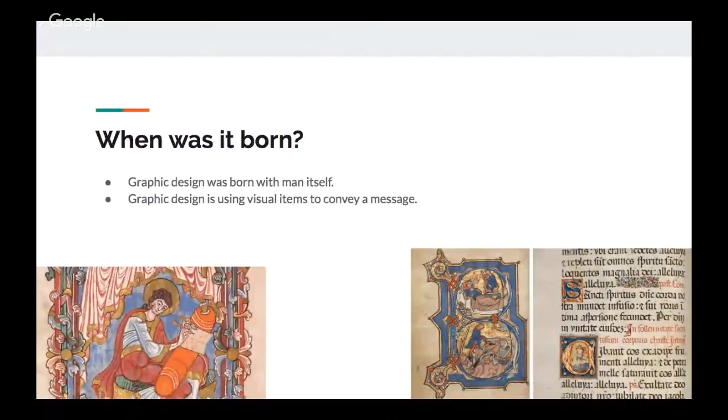Graphic design was born with man itself. Good examples of graphic design are the manuscripts from the medieval times, and also the cavern walls in the Paleolithic period. Graphic design is using visual items to convey a message. The drawing table was left behind when graphic design became a computer-dependent career in the later portion of the 20th century.